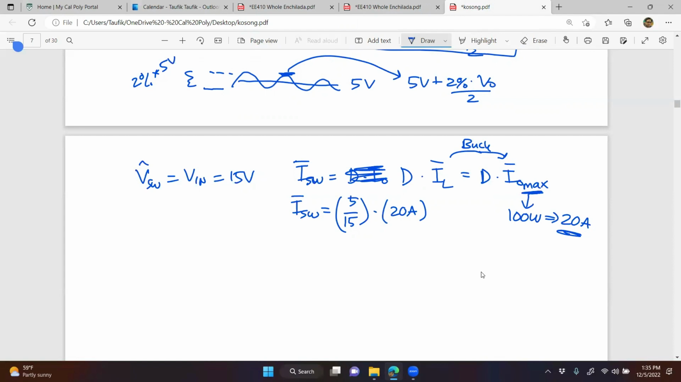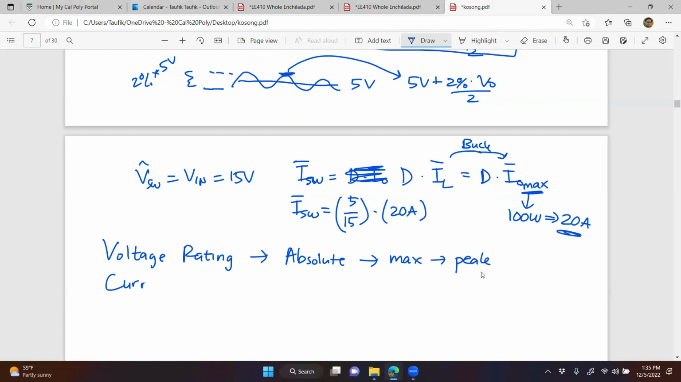No. For voltage rating of a device, what we need to find is the absolute value, which is the max value or the peak value for a device, such as a switch or diode. But for current rating, we don't look for absolute value. For current rating, we look for average value. That's the difference between the two, right?